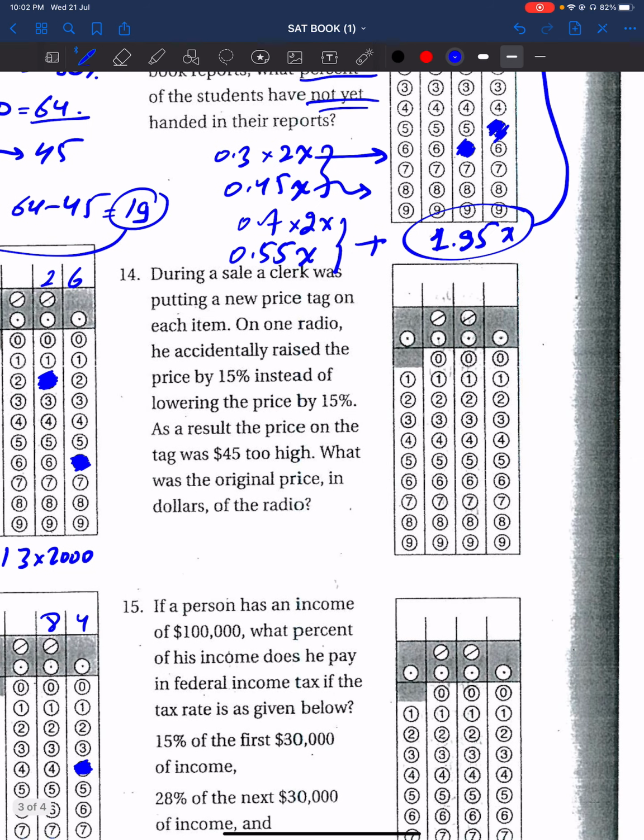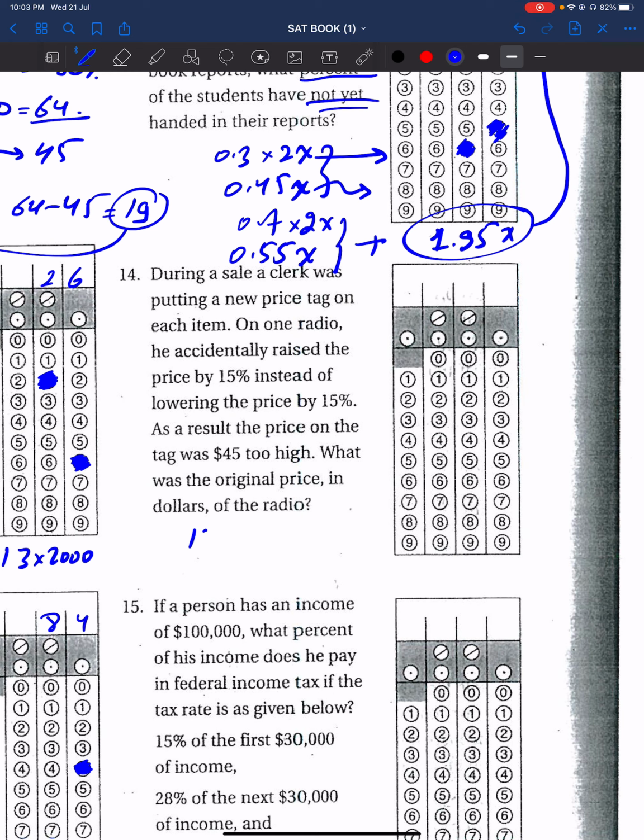Question number 14. During a sale, a clerk was putting a new price tag on each item. On one radio, he accidentally raised the price by 15% instead of lowering the price by 15%. As a result, the price on the tag was $45 too high. What was the original price in dollars of the radio?